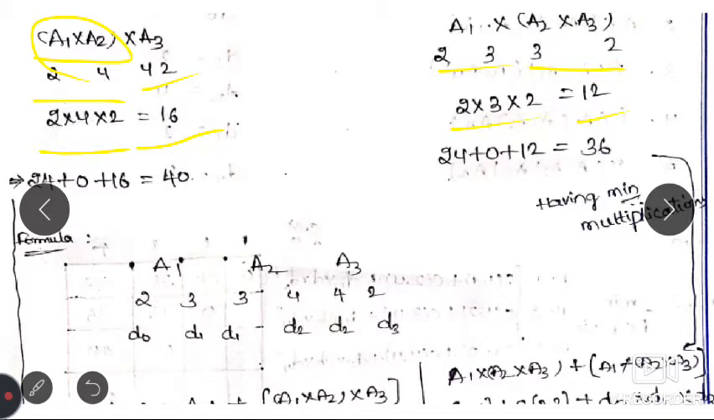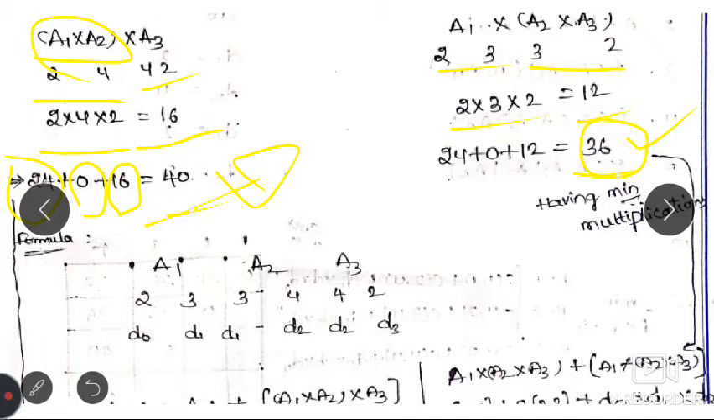Now we find the total matrix multiplication of the three matrices. Here this 24 is the A1 and A2 multiplications, this is the A3 multiplication, and this is the total multiplication. So we have 40 multiplications for these three matrices. In the other method we have only 36 multiplications. So this has the minimum multiplication, so we use this method to find the result easily.